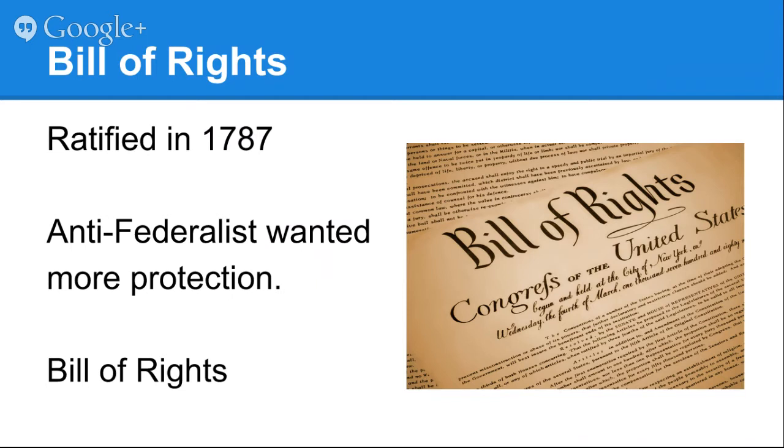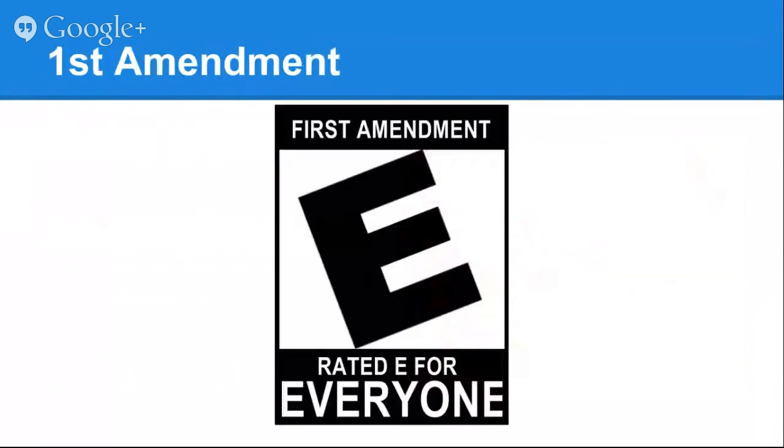And so it's eventually ratified, which means the states approve it. And most of the states approved it only under the condition that a Bill of Rights was added to it. And so the Anti-Federalists were wanting this more protection. They got their protection in the Bill of Rights. So I'm going to walk us through the 10 Bill of Rights really quickly. The First Amendment is the one we are most familiar with.